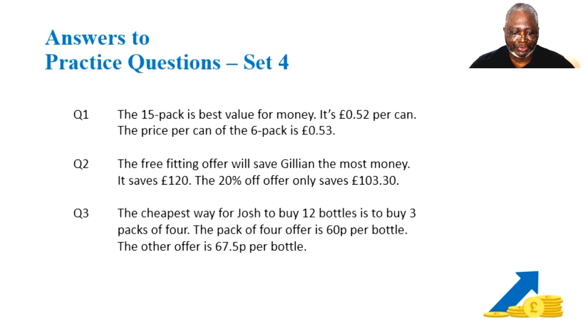And the answer for question 3. The cheapest way for Josh to buy 12 bottles is to buy 3 packs of 4. The pack of 4 offer is 60p per bottle. The other offer is 67.5p per bottle.